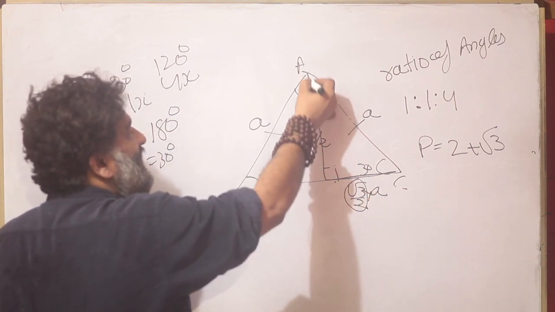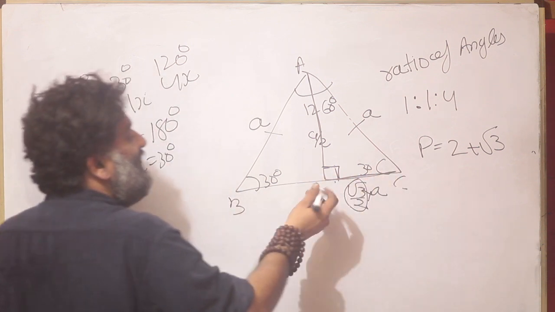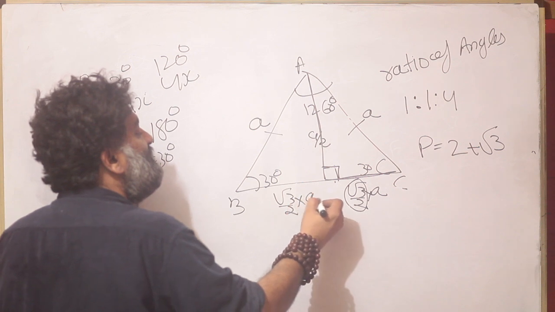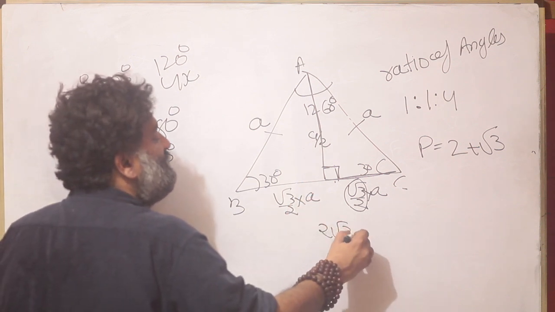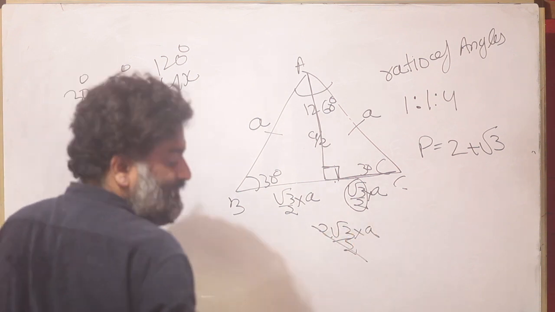And remember, this angle bisector is not only perpendicular, it is also the median. That means this part is also going to be root 3 by 2 into A. If I add them up, what will I get? 2 root 3 by 2 into A. So I will get a root 3 into A.